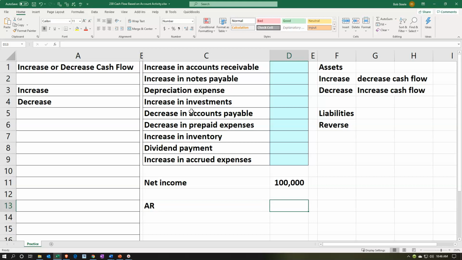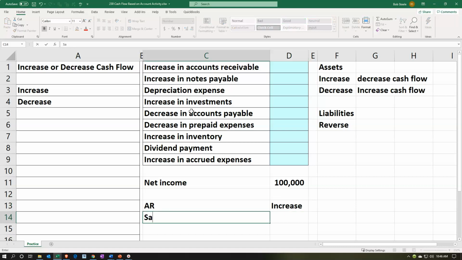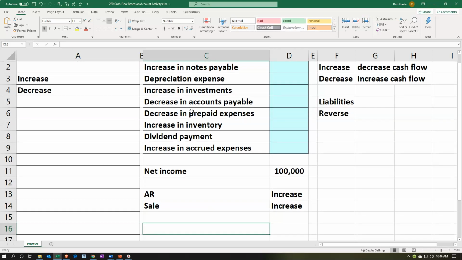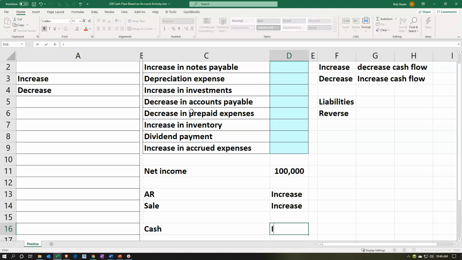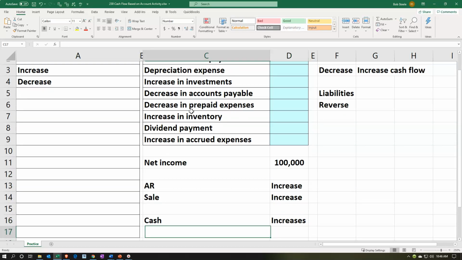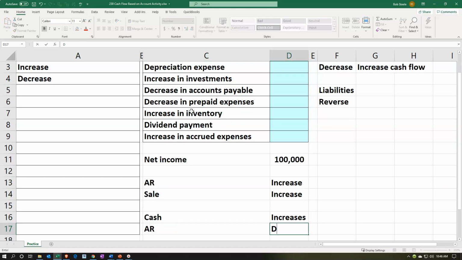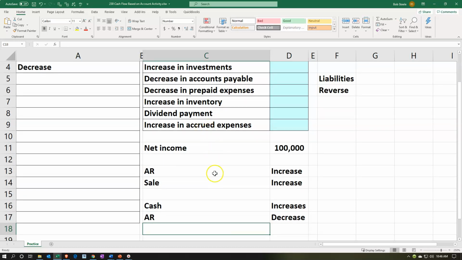Accounts receivable goes up when we make a sale on account, and the other side goes to revenue. Sales or revenue increases. And then it goes down. Accounts receivable goes down when they get cash. Cash goes in, so cash increases because we got paid. And then AR goes down. So that's going to be the general kind of transactions that will happen.